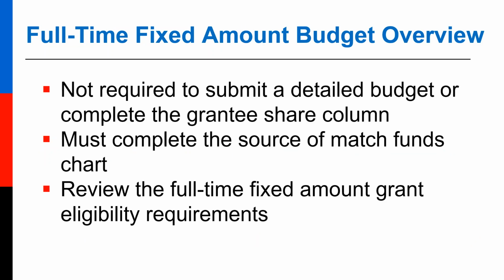Okay, so we're just going to talk briefly about fixed amount budget. For programs applying for a full-time fixed amount grant, the budget is much more streamlined. Since fixed amount programs can only request a fixed amount of funding per MSY, they're not required to submit a detailed budget or complete the grantee share column. However, you must complete the source of match funds chart to identify the additional revenue sources needed to operate the program. And please remember that not all programs are eligible to apply for a full-time fixed amount grant. It must be a recompeting program or someone who was previously funded.